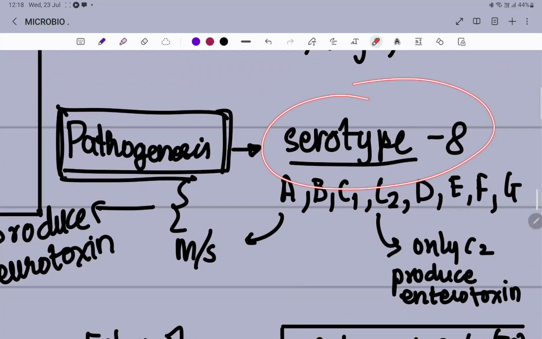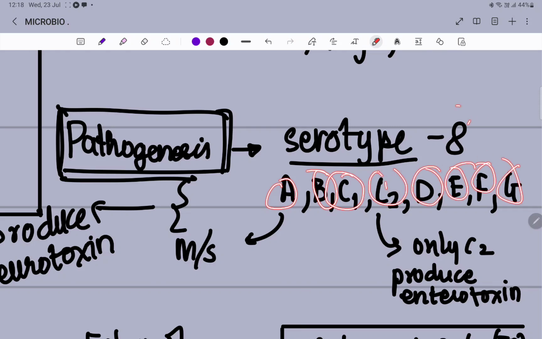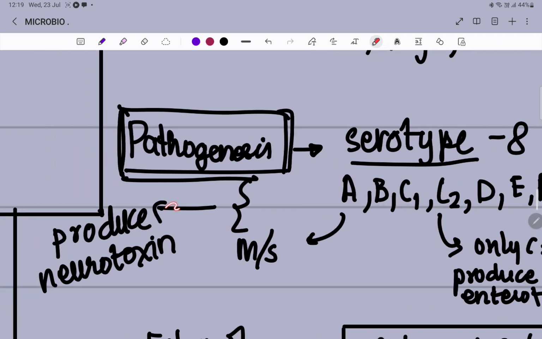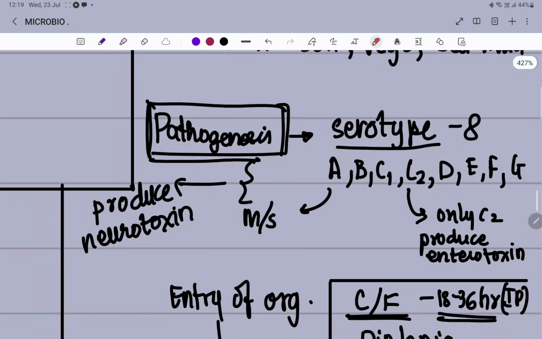Pathogenesis: it has 8 serotypes. So what are they? A, B, C1, C2, D, E, F, G. 8 serotypes. Out of these, A is the most severe one. Whereas C2 is the only serotype that produces enterotoxin. The rest will all produce neurotoxin.